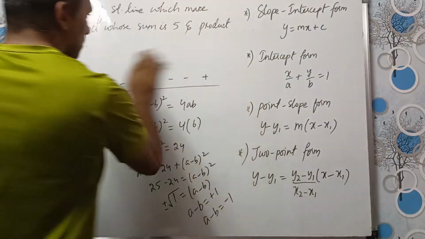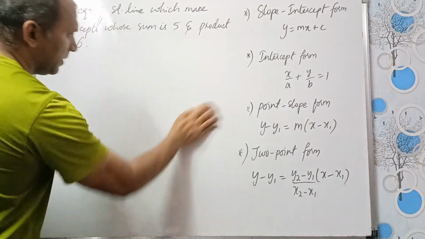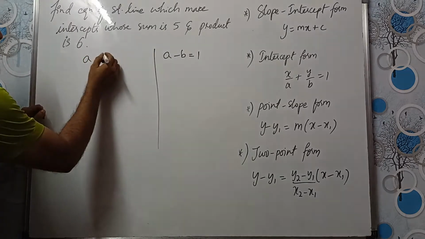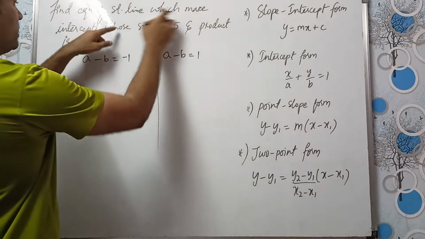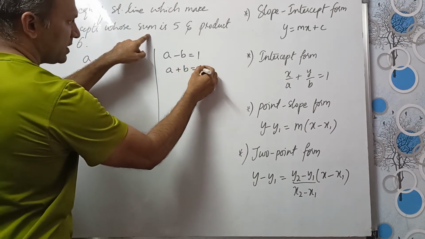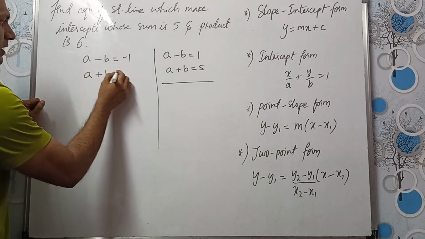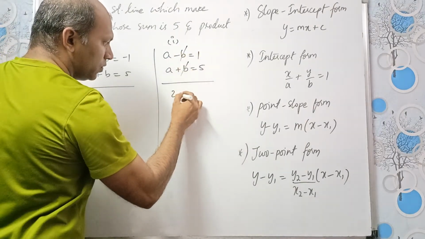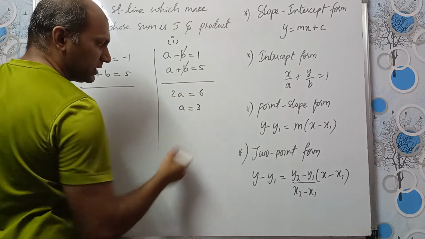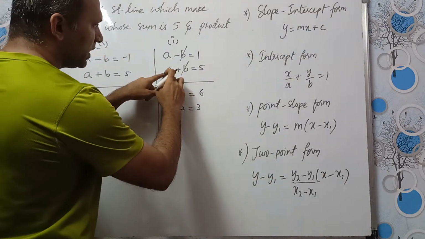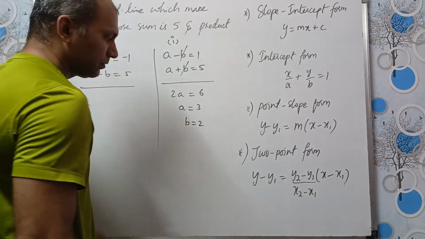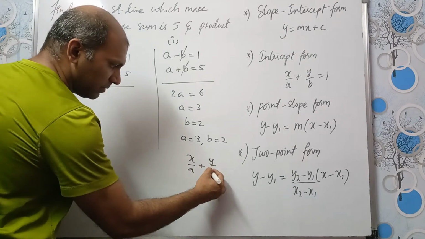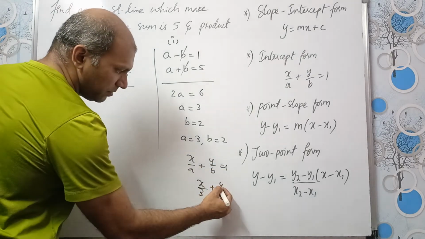Okay, now with this information, we got a minus b as plus 1, this is one case, and a minus b is minus 1, this is another case, right? What is given to us? Sum is 5, that means a plus b is 5. Two cases are possible, case 1 and case 2. If you add this, 2a will be equal to 6, and a will be equal to 3. If a is equal to 3, substitute a equal to 3 in this, b value will be equal to 2. So a is equal to 3, b is equal to 2, which means the equation x by a plus y by b is equal to 1 can be written as x by 3 plus y by 2 is equal to 1.